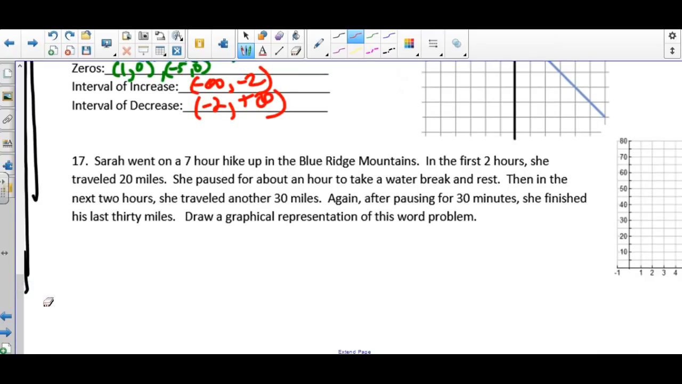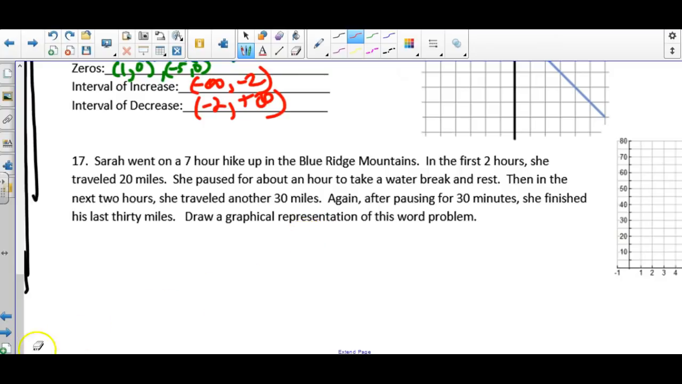All right. Now, let's look at this right here. It says Sarah went on a 7-hour hike up Blue Ridge Mountain. In the first 2 hours, she traveled 20 miles. She paused for about an hour to take a water break and rest. Then in the next 2 hours, she traveled another 30 miles. Again, after pausing for 30 minutes, she finished her last 30 miles, because it's Sarah, so it should be her. Unless it's a guy named Sarah, no judgment there. But draw a graphical representation of this.